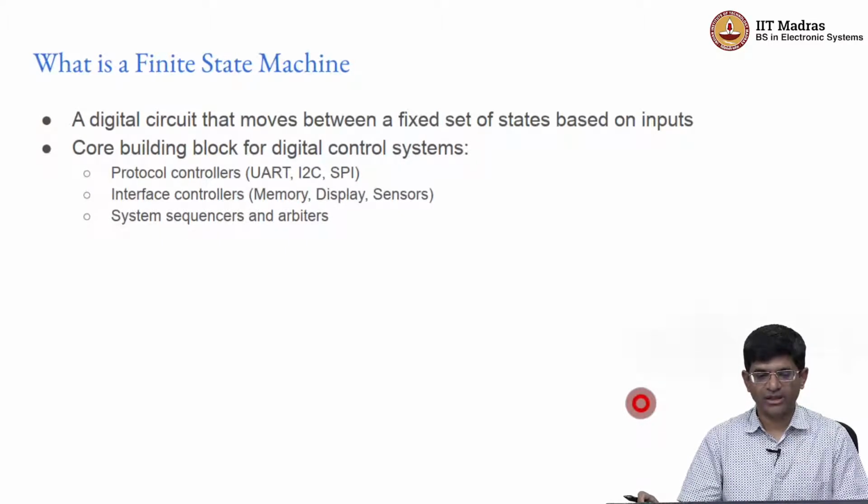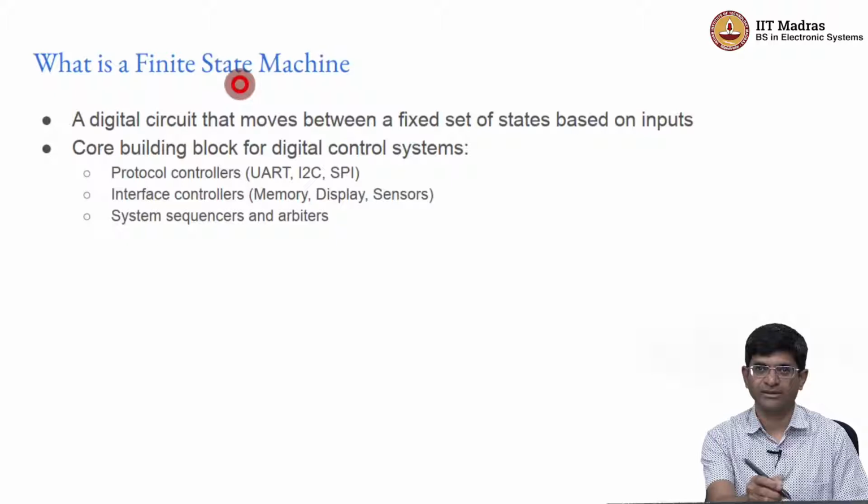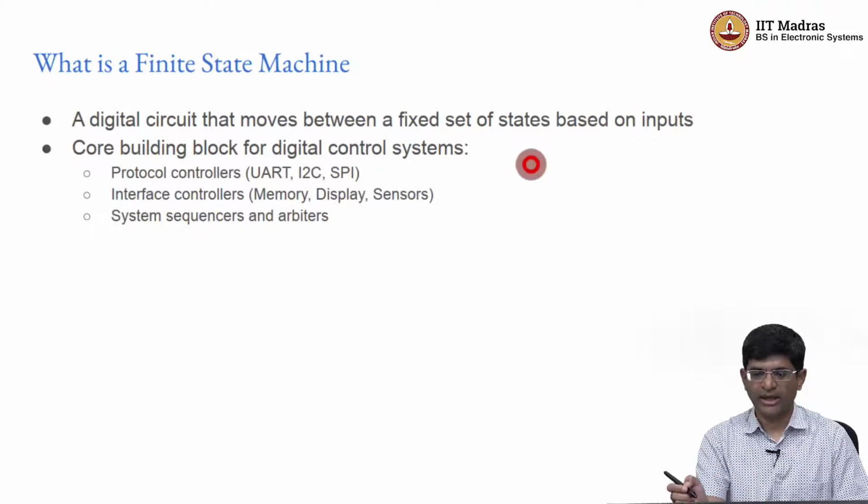At a very high level, it's a digital circuit that moves between a fixed set of states. So this part, the fixed set of states, is essentially what finite state refers to. And what do we mean by move between states? The state of a system is defined by the values taken by the registers present in the circuit. For example, let's say I have 3 registers and they have the values 0, 0 and 0, I would consider that one state of the system.